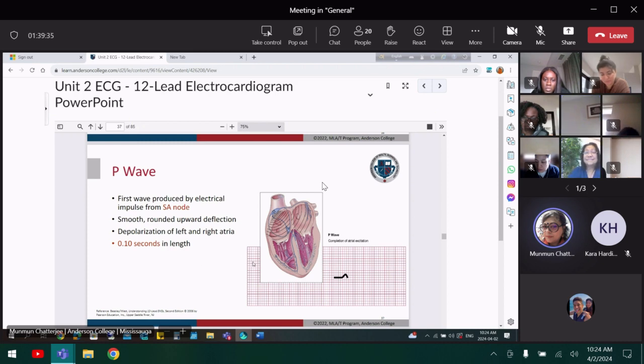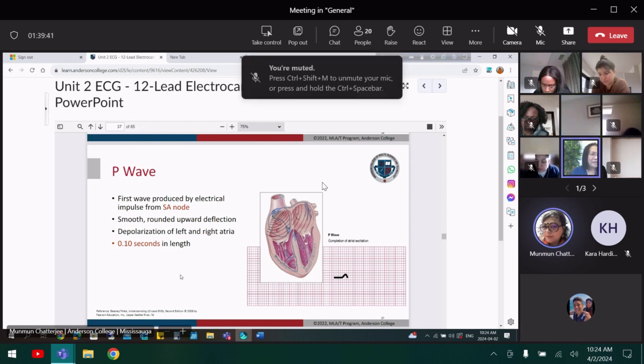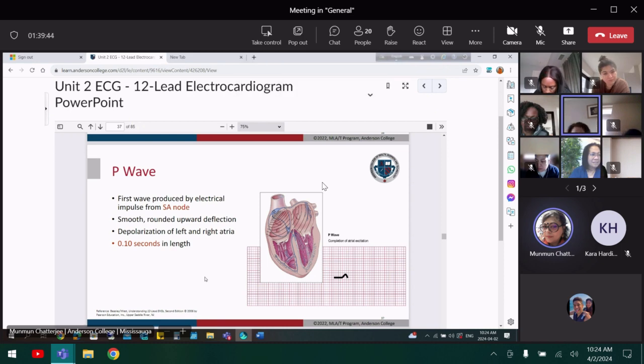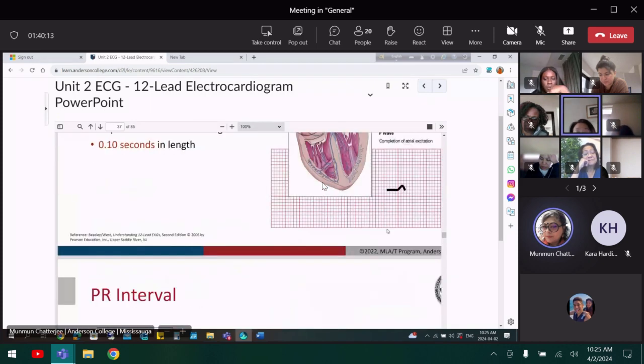If one square is 0.04 seconds, 0.1 second is going to cover how many squares? It will be around 2.5. Yes, 2.5. So you can see 1, 2, and half, starting from here.